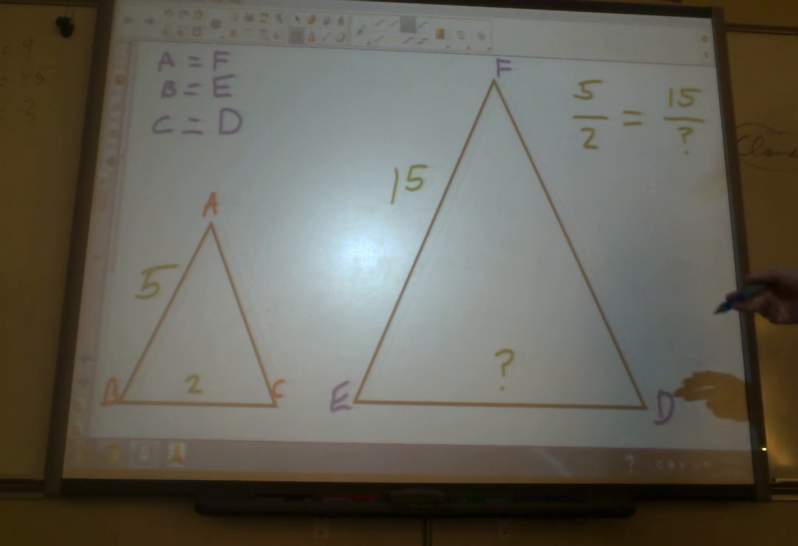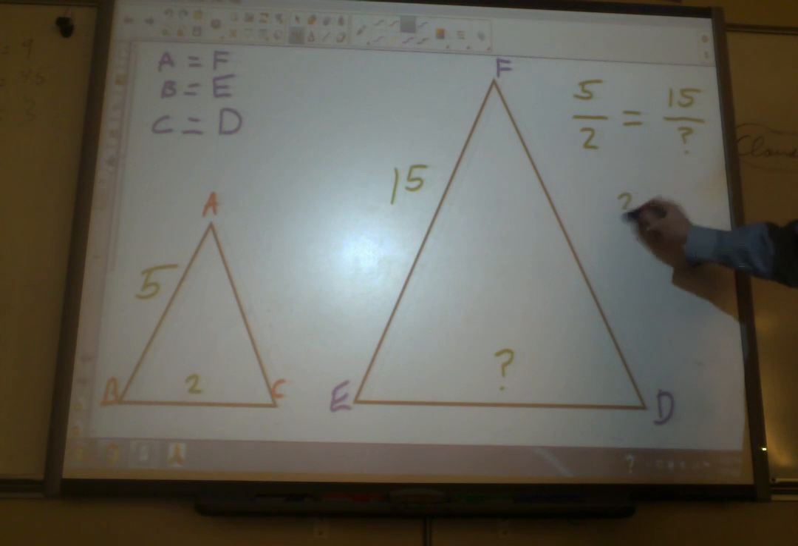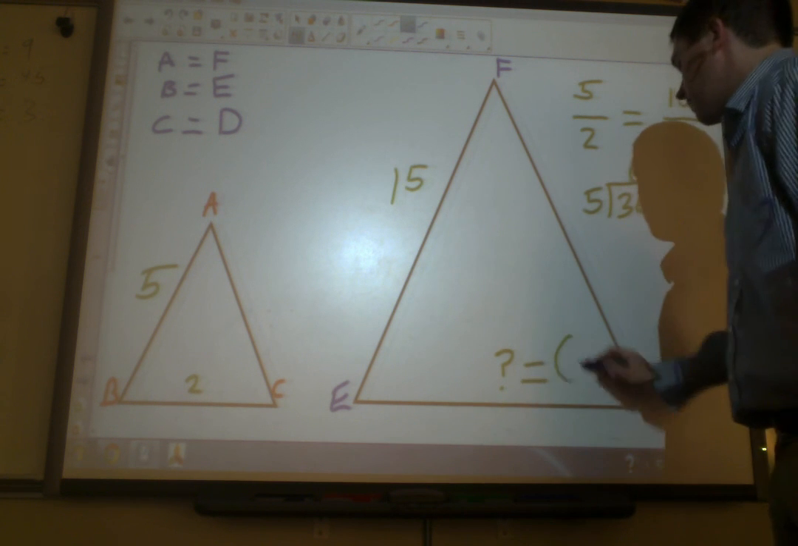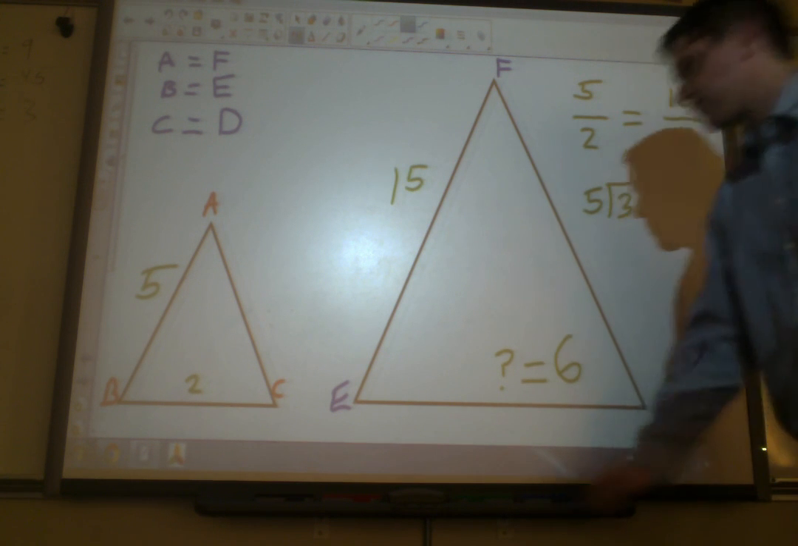Okay, finally we cross multiply to solve. 2 times 15 is 30. And 30 divided by 5 is 6. So our missing side is 6.